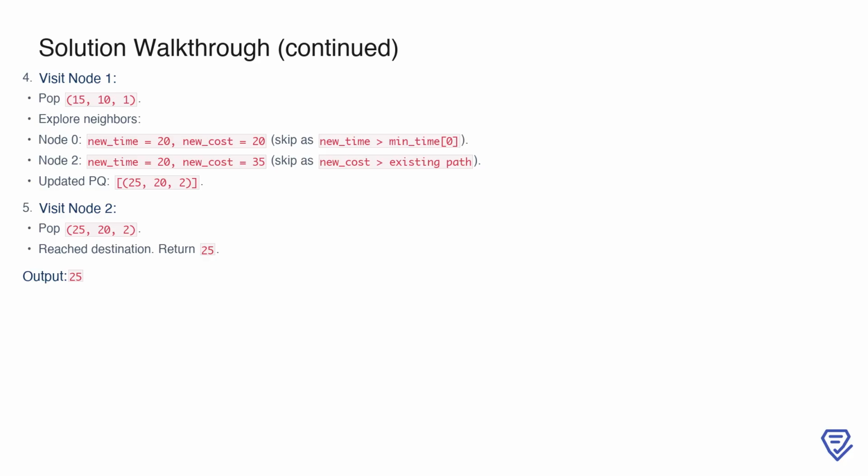With no further valid updates, the priority queue now contains only one entry, 25, 20, 2. Processing node 2, we pop it from the queue. Since this is the destination node, we return the cost of 25, which is the minimum cost to reach the destination within the given constraints.